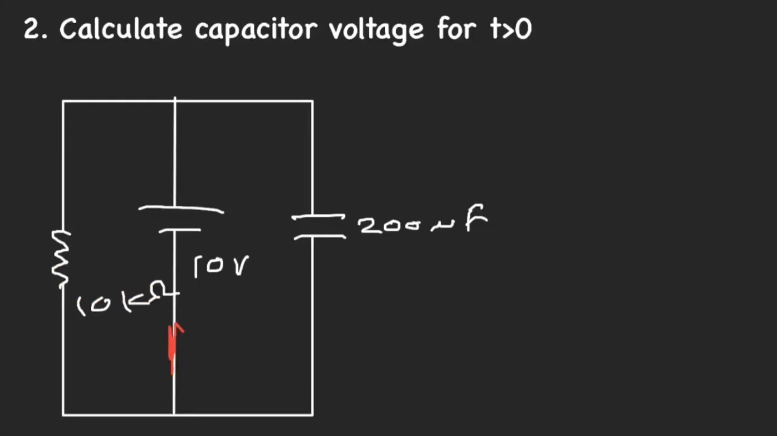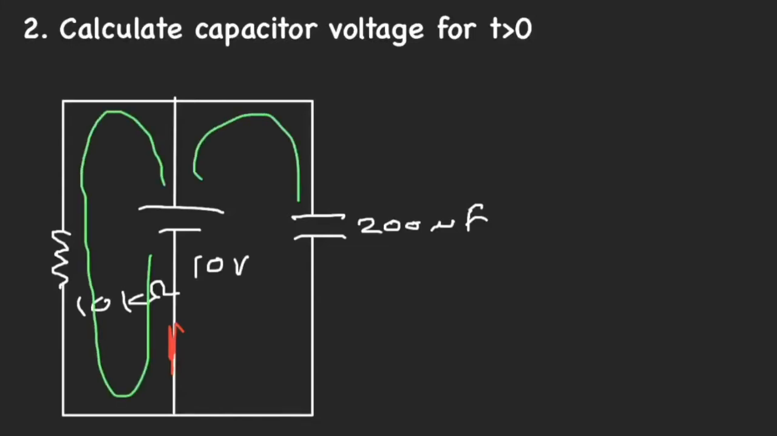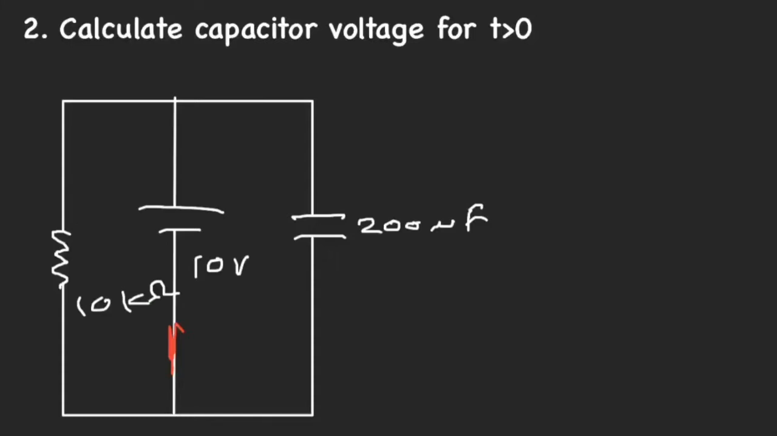Calculate capacitor voltage for t greater than 0. Here, what's happening, as I've tried to show you in the circuit, is we have a 10 volt battery that's supplying DC power. I'm going to show it here in green. It's supplying DC power this way, and also it's charging the capacitor this way. Now at a certain time t equals 0, this switch is going to open. Now it's the same as our previous case.